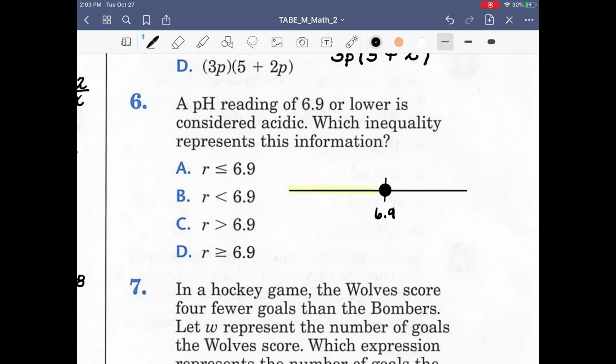And they're letting R be the unknown. So R is less than or equal to 6.9. And that is option A.